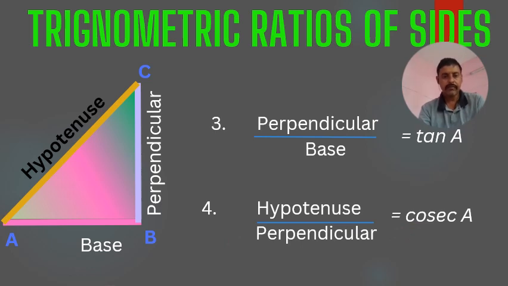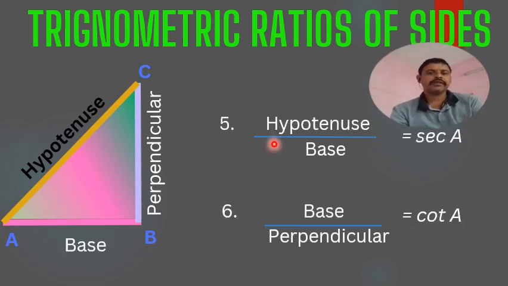Then our fifth ratio is hypotenuse upon base, the ratio between the hypotenuse, that is the longest side, and the base, that is the adjacent side. This is the reciprocal of our second ratio cos A, and it is known as secant A. So secant A is equal to hypotenuse upon base. The sixth ratio is the reciprocal of the third ratio tan A, and it is base upon perpendicular and known as cotangent A. So cot A is equal to base upon perpendicular. So these are our 6 trigonometric ratios.